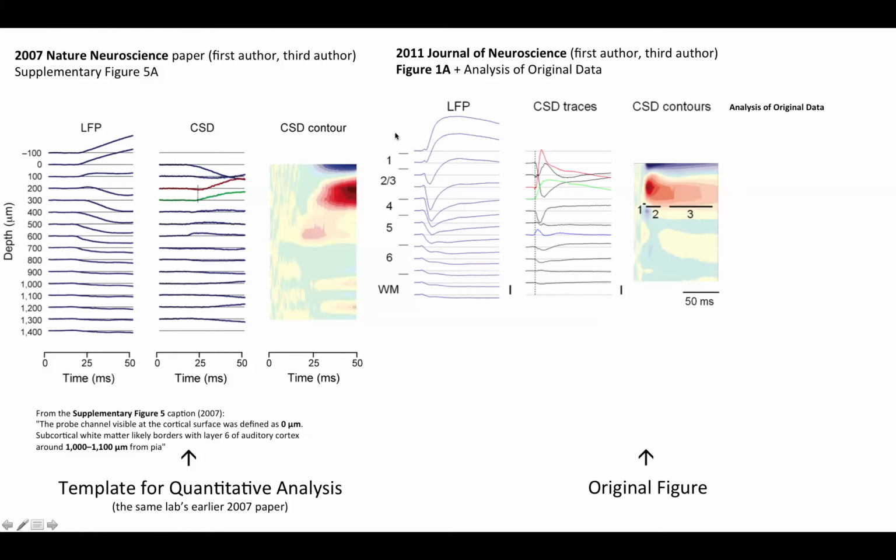Now, this figure is lacking a categorical y-axis. I'm sorry, it has a categorical y-axis. It's lacking a quantitative y-axis. It lacks a y-axis scale bar. 3 of the LFP traces are missing, and 3 of the CSD traces are missing.